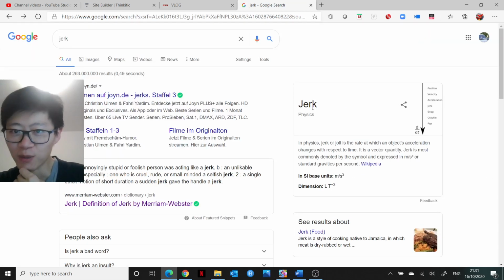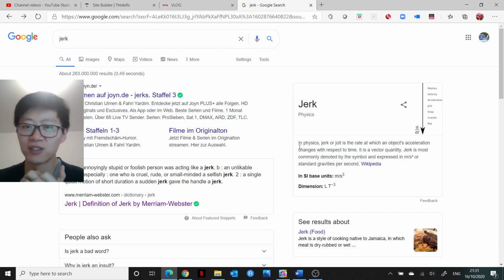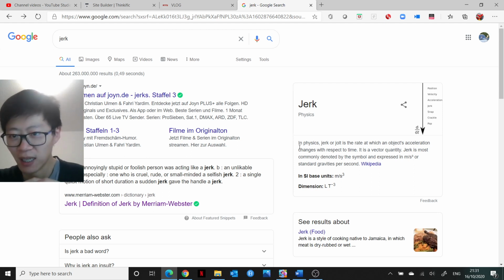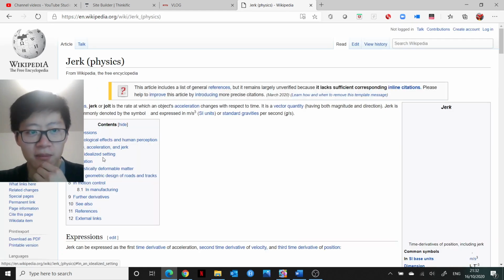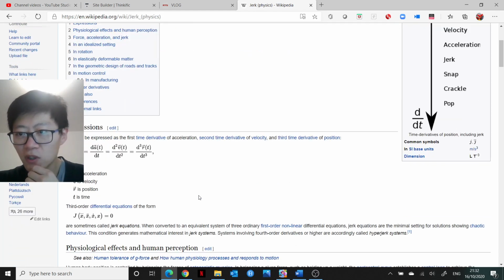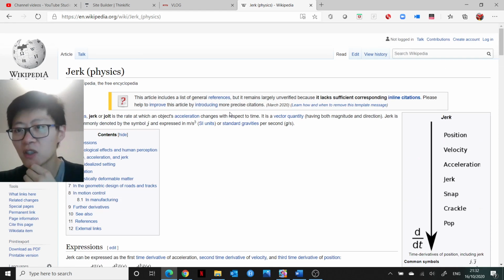But this is probably what we're looking for. Jerk, physics. In physics, jerk or jolt is the rate at which an object's acceleration changes with respect to time. It is a vector quantity. Jerk is most commonly denoted by the symbol J and expressed in meters per second cubed or standard gravities per second. Yeah, so this is what we're looking for.